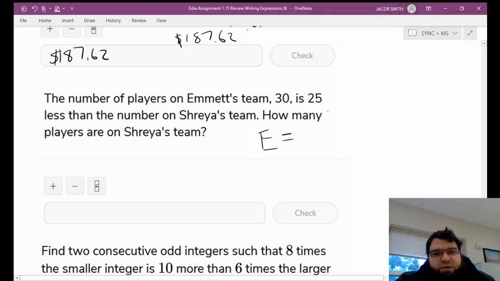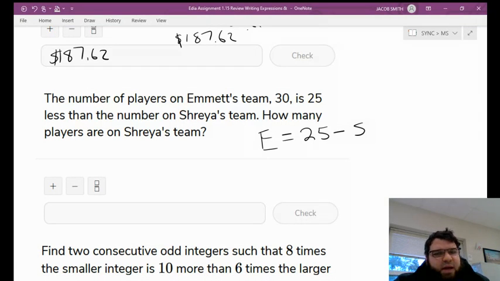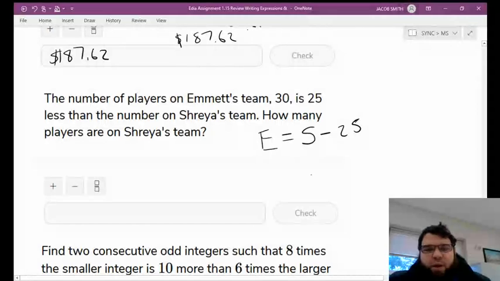25 less than Shreya's. So are we going to write this like this? 25 minus Shreya's? Right? We said earlier less than means subtract. But does that make sense? No. So we don't write that like that though, right? When we say less than, you're going to put the second part first. Because it's telling us less than the number of Shreya's team, we're taking 25 from Shreya's team. So Emmett's team is equal to whatever's left when we take 25 away from Shreya's team.